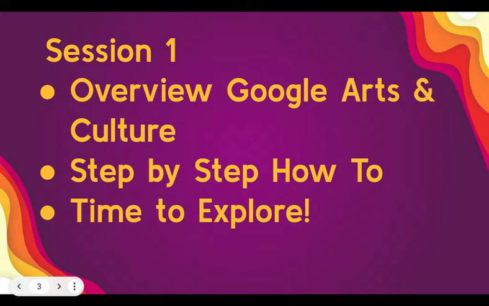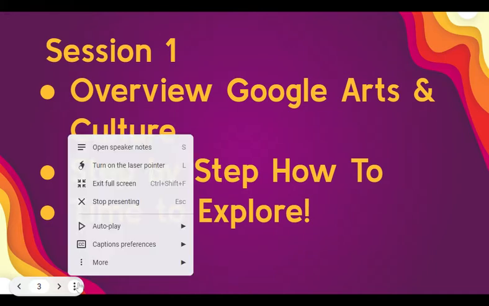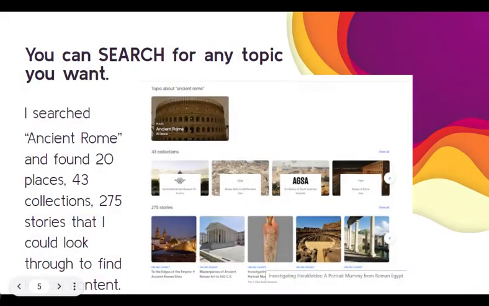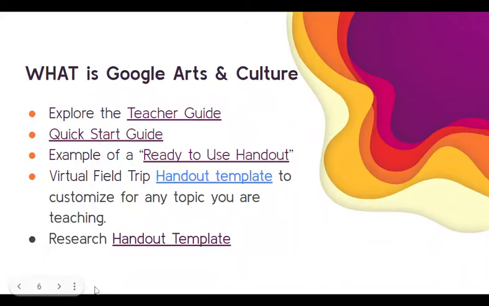But mostly, like this first session, time allotment is for you to explore all of the possibilities that Google Arts and Culture really has. So, first thing I did was I just searched ancient Rome since I teach Latin, and I got 20 places, 43 collections, 275 stories, all different things that I could look for to do.